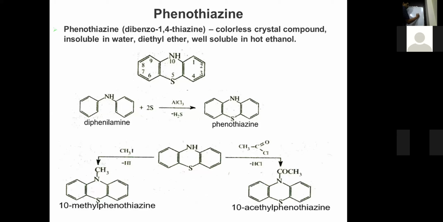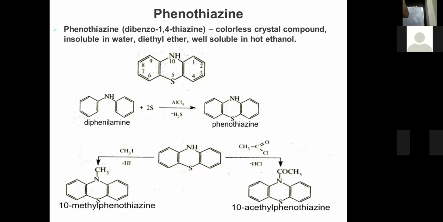The numbering is 1, 2, 3, 4, 5, 6, 7, 8, 9, 10. Please remember the numbering. It starts from 1 on the benzene ring, goes to your sulfur, and ends with your nitrogen. So this is the structure of phenothiazine.